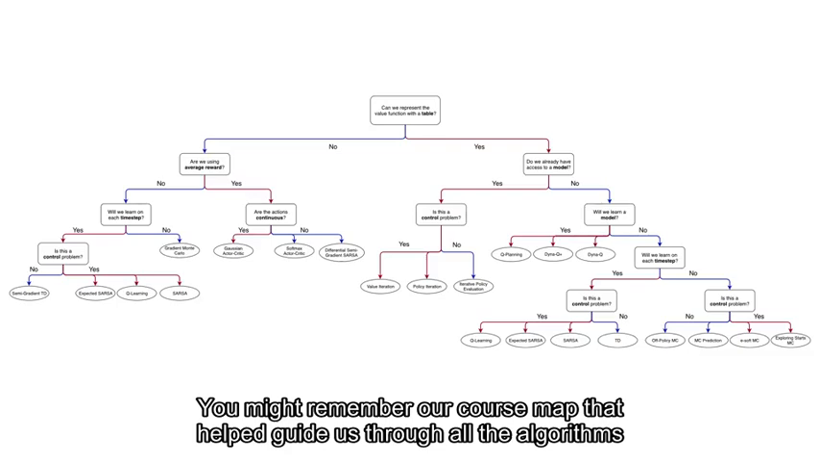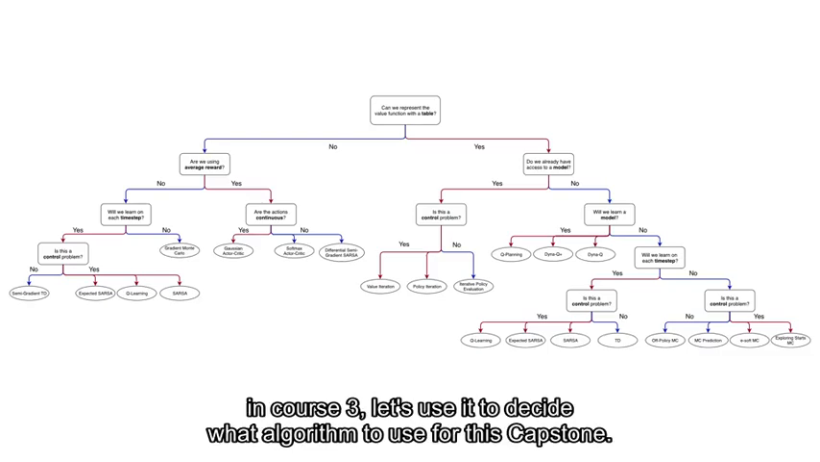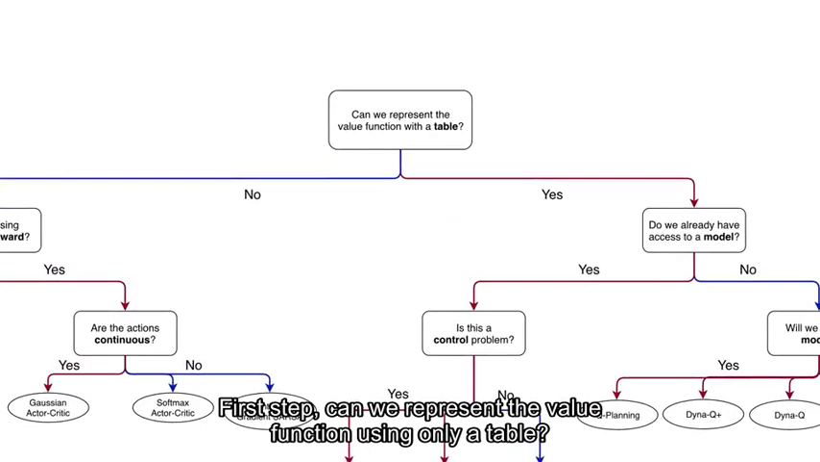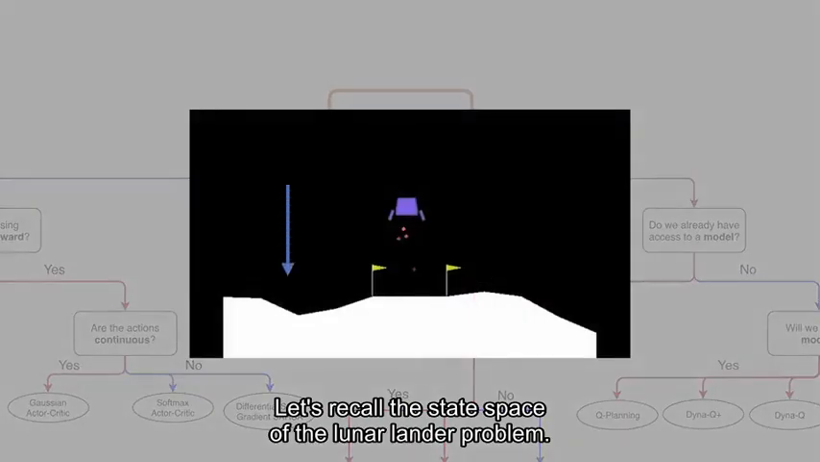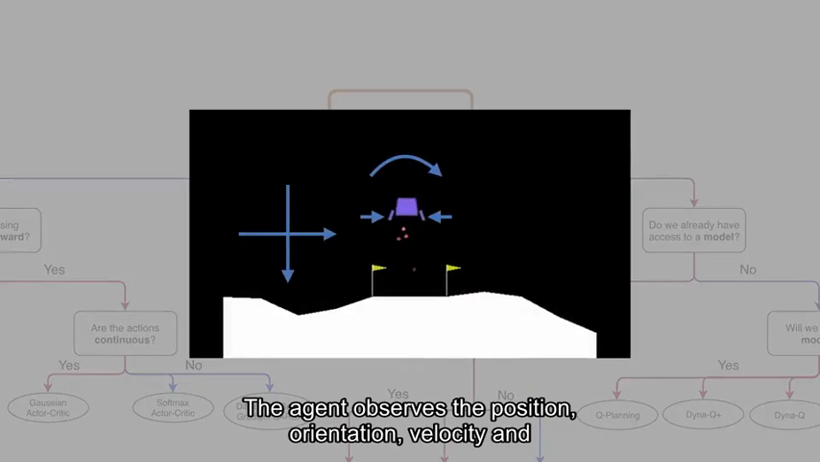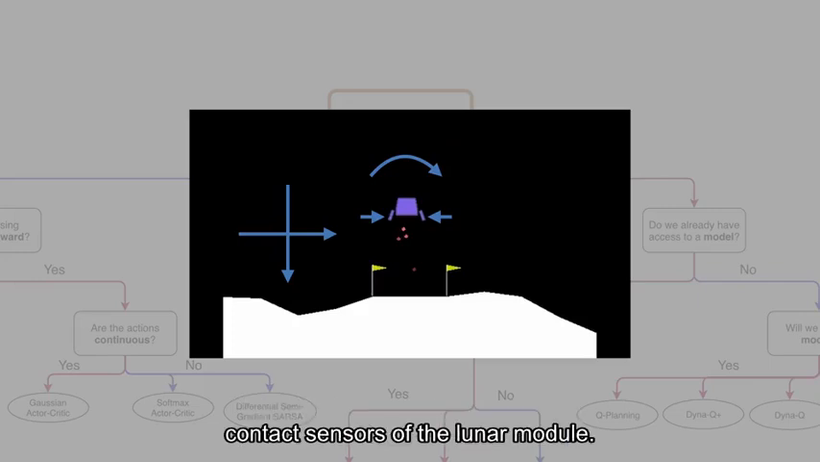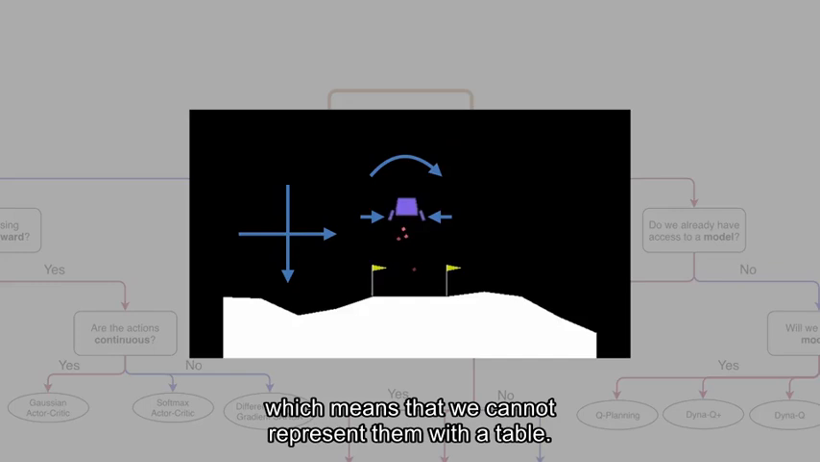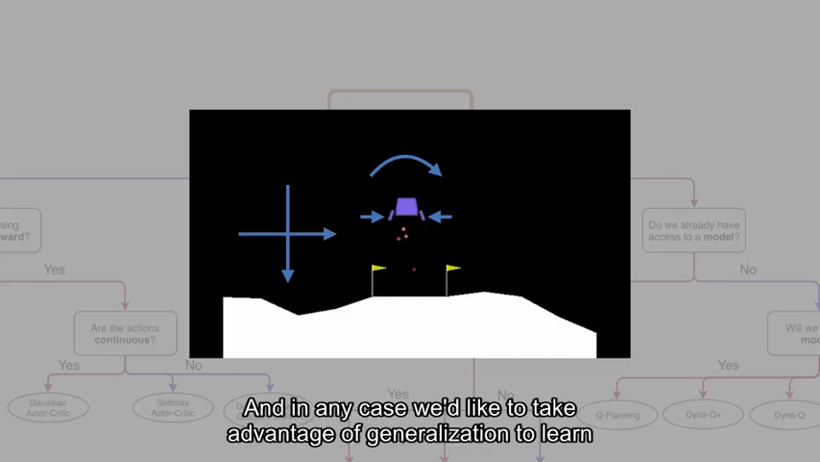You might remember our course map that helped guide us through all the algorithms in course 3. Let's use it to decide what algorithm to use for this capstone. First step, can we represent the value function using only a table? Let's recall the state space of the lunar lander problem. The agent observes the position, orientation, velocity, and contact sensors of the lunar module. 6 of the 8 state variables are continuous, which means that we cannot represent them with a table. And in any case, we'd like to take advantage of generalization to learn faster.